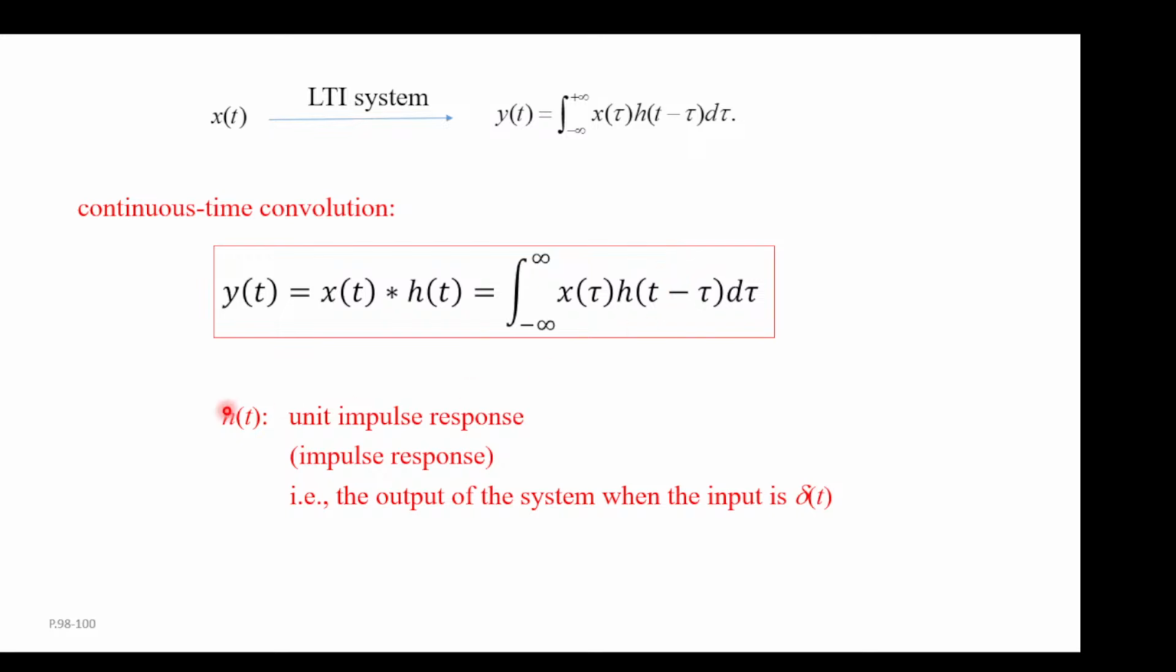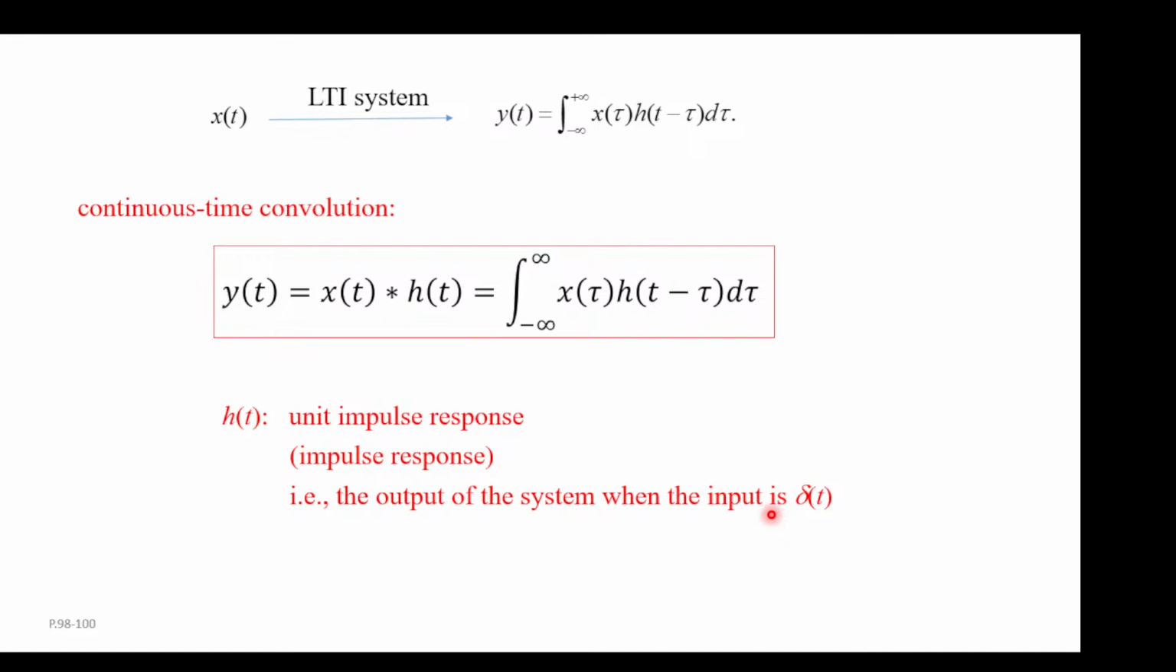And just like in discrete time, h of t is called the unit impulse response, or just the impulse response. Once again, h of t is the response of a system when the input is delta of t. This is a bit weird now, because the input impulse is this delta function, delta of t, and it's not really a function, it's a distribution.